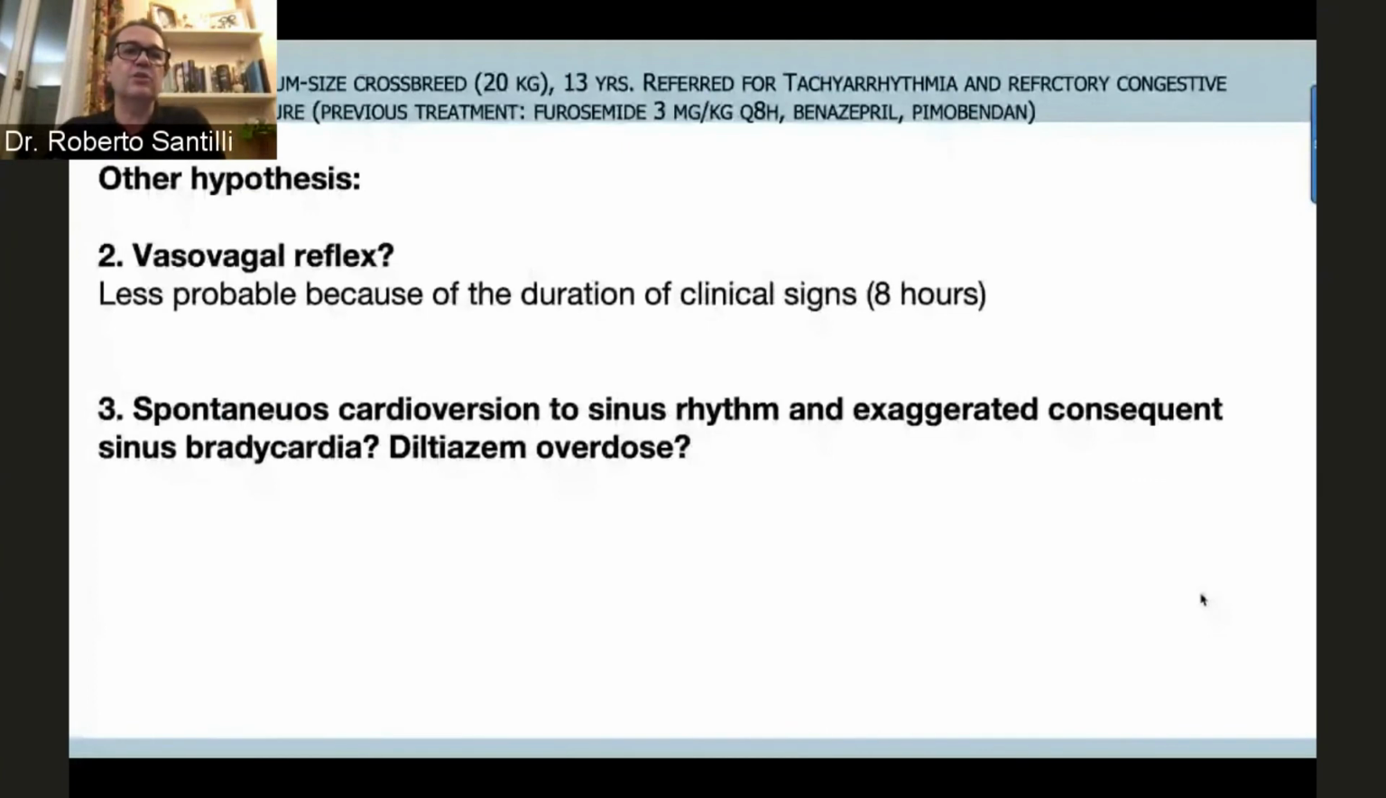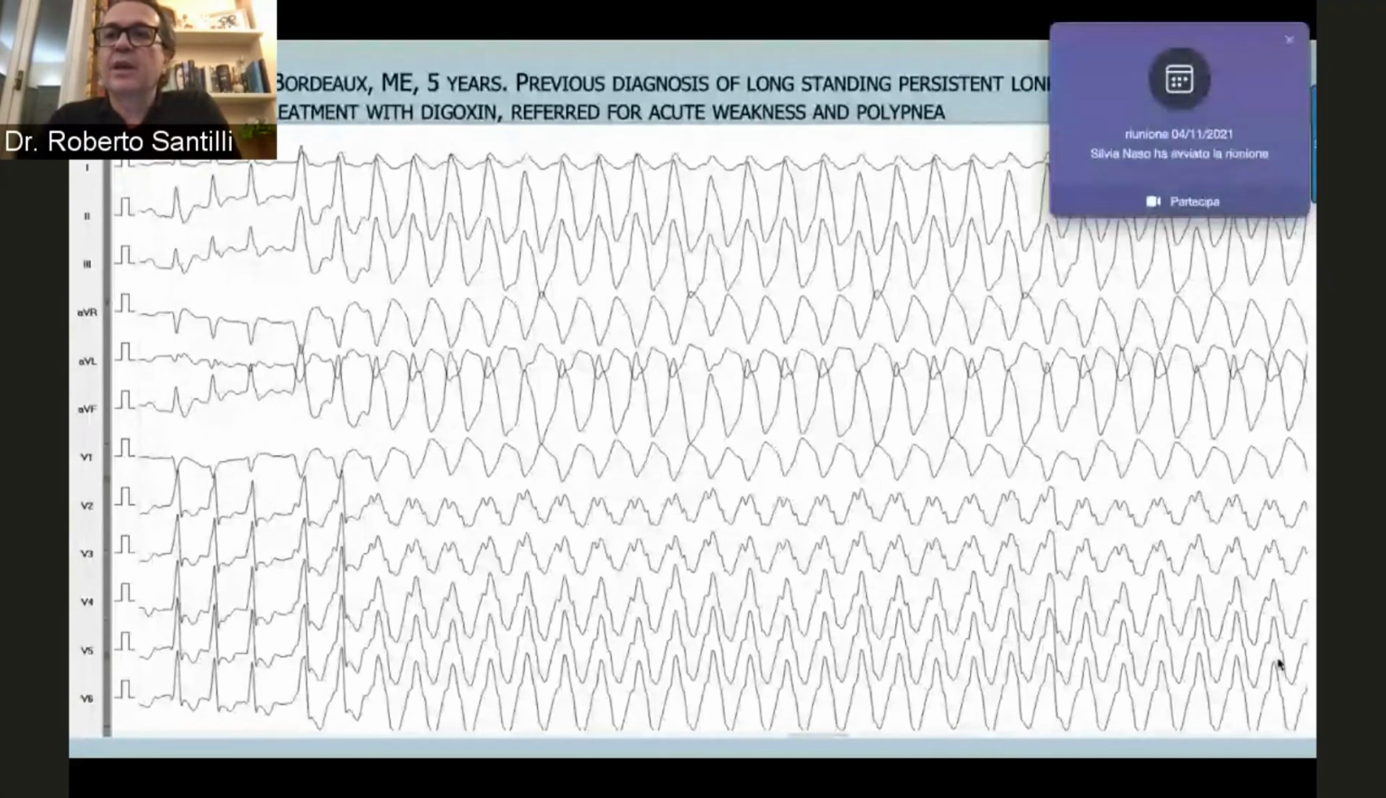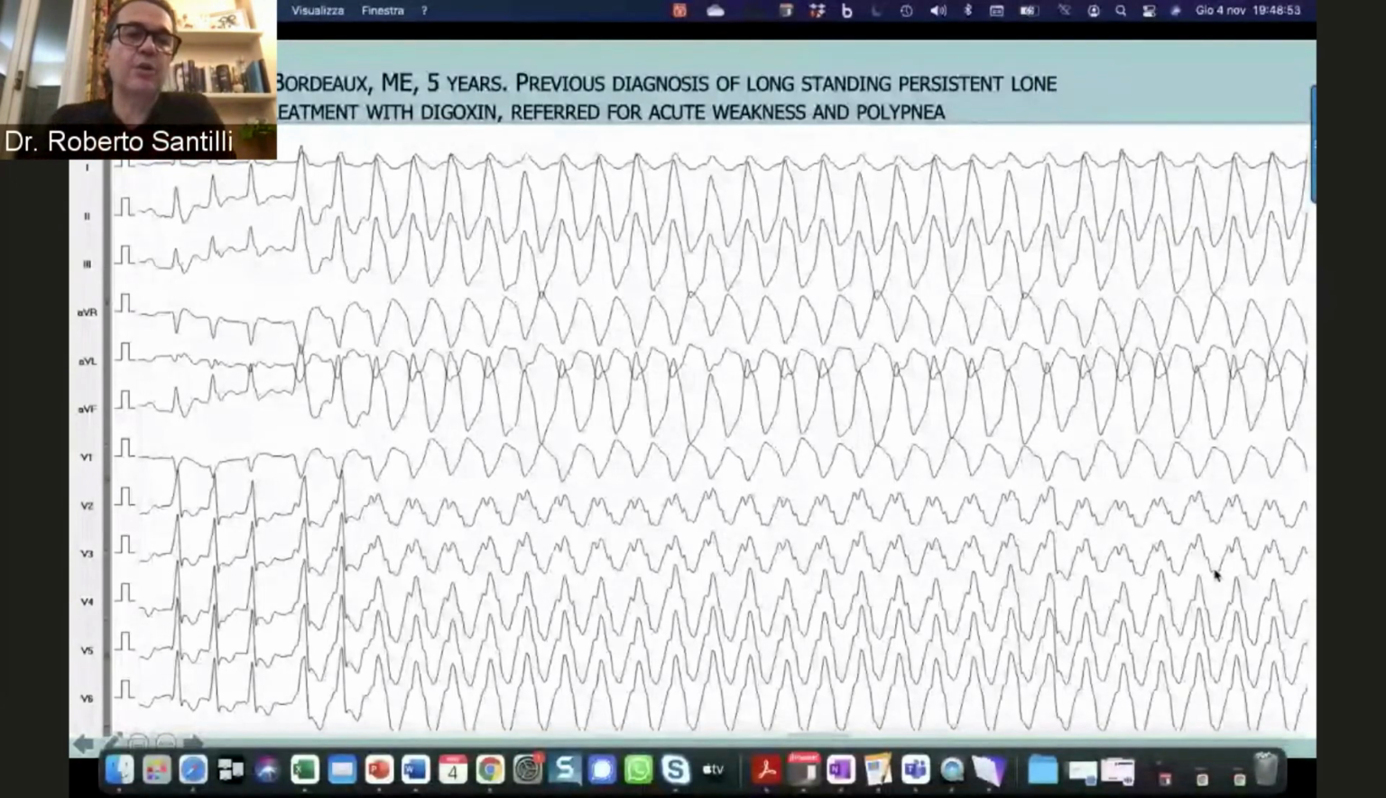And this is a Dog de Bordeaux male, 5 years old. He was first diagnosed with long-standing persistent atrial fibrillation. They call it lone AFib, meaning that it was present without any underlying heart disease. But then, looking at the Holter, the referring vet put this dog on digoxin. And digoxin is, you know, a nodal blocker.